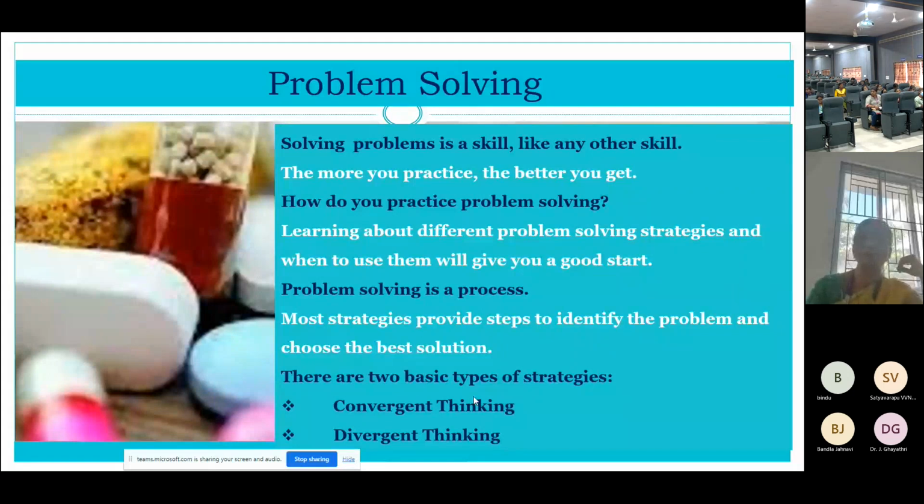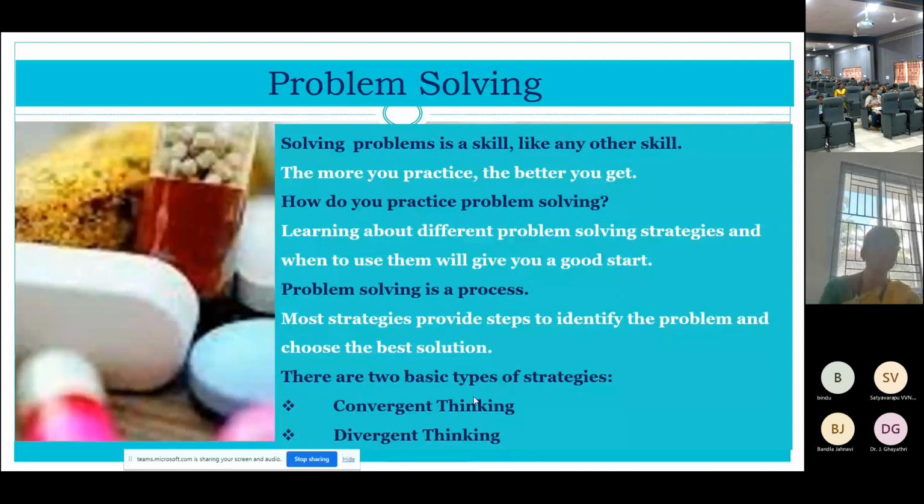How do you practice problem solving? Learning about different problem solving strategies and when to use them. This will give you a good start. It's a skill and also it's a process. Most strategies provide the steps to identify the problem and choose the best solution. There are two basic types of strategies.